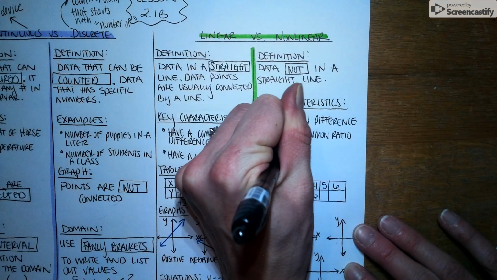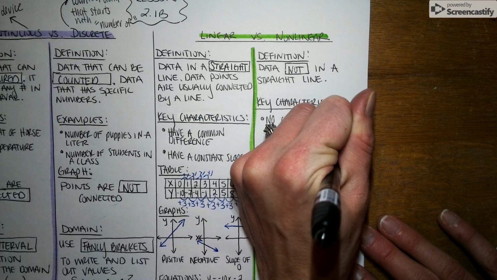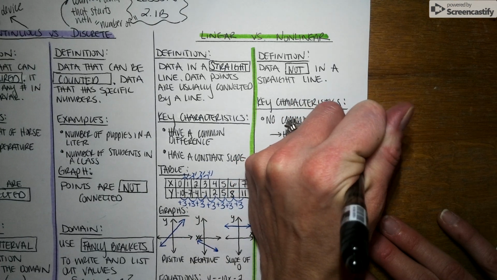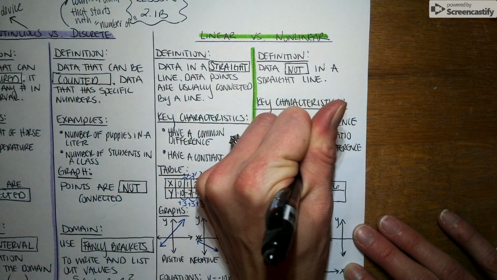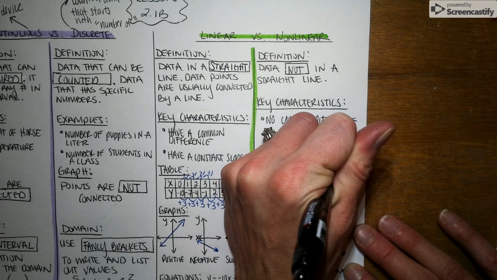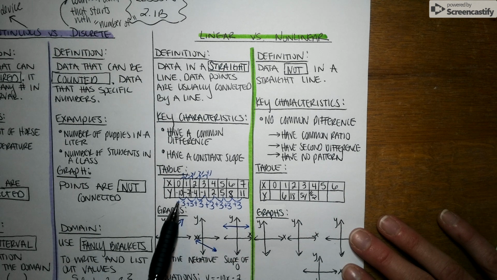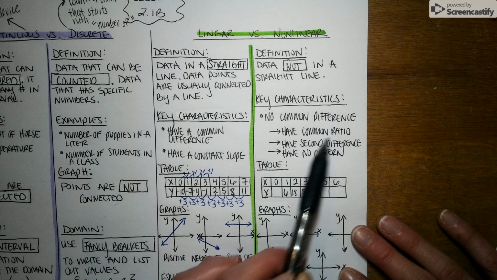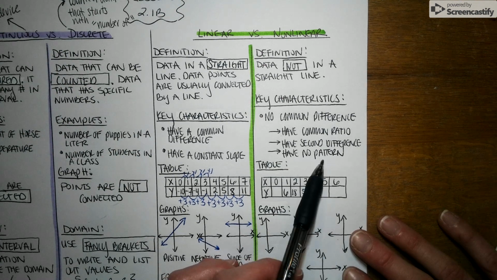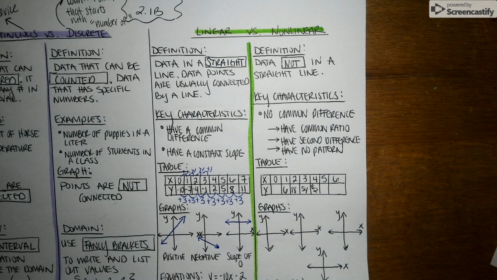They could have what's called a second difference, or they could have no pattern at all. To summarize, nonlinear functions do not have a common difference, meaning they do not have adding or subtracting patterns. They have either a common ratio, a second difference, or no pattern at all. These are characteristics that we're going to continue to explore not only in this unit, but in our units to come in second semester.